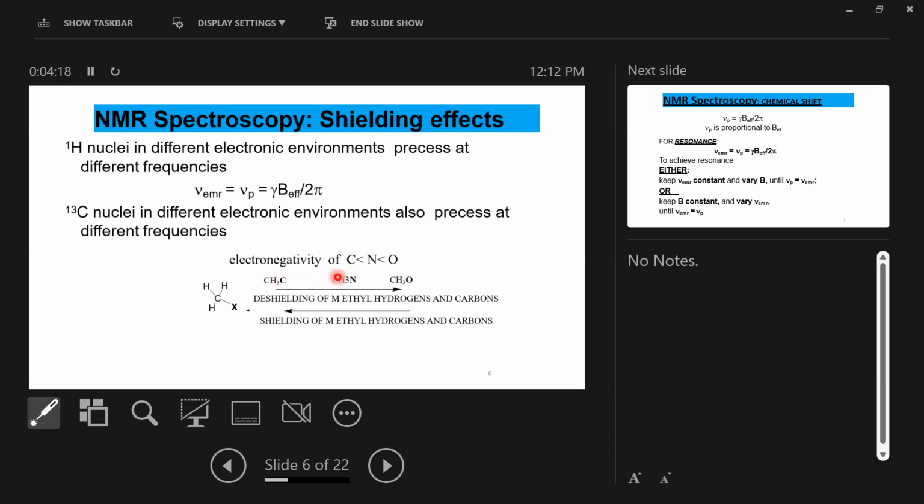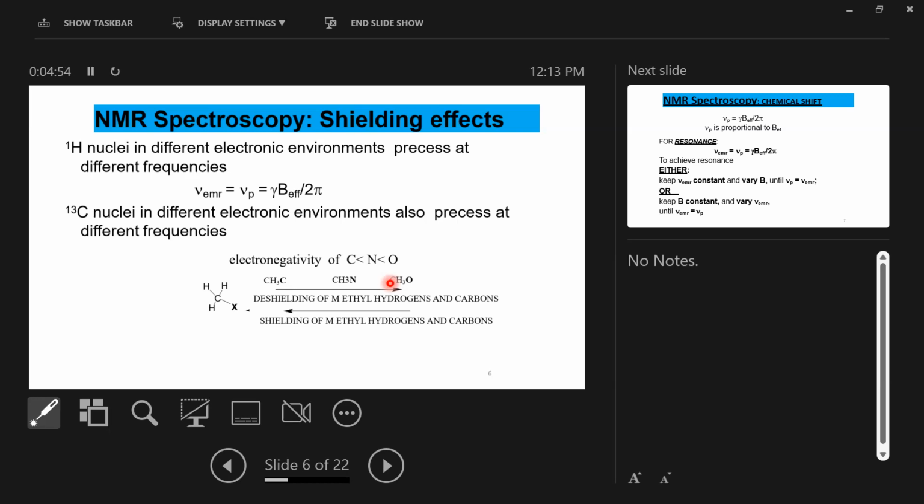For example, the electronegativity will vary. So carbon is less electronegative than nitrogen, which is less than oxygen. So look at what's happening with the de-shielding of the methyl groups and the hydrogens on the carbon as you move from left to right. As you increase the electronegativity of the atom, do you expect the frequency at which they spin to increase or decrease? Increase, right? It's going to get higher. Does that make sense to you?